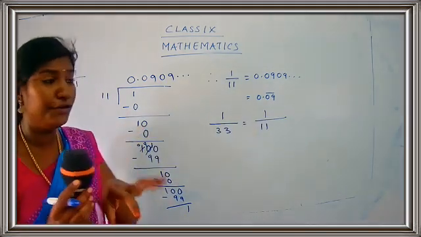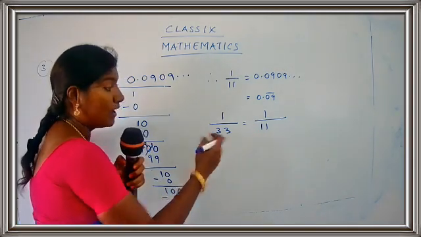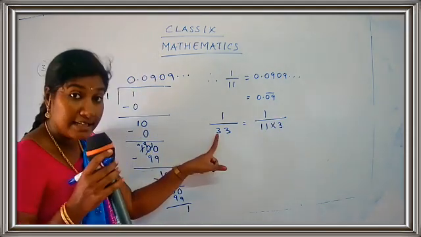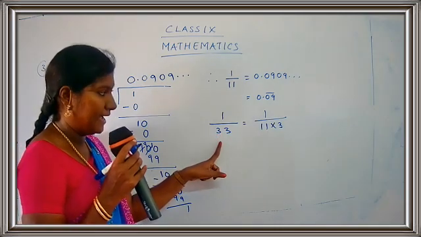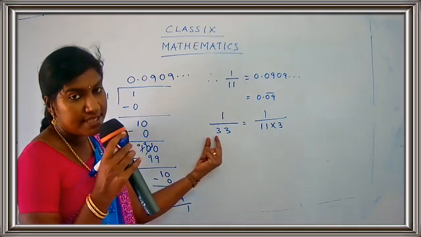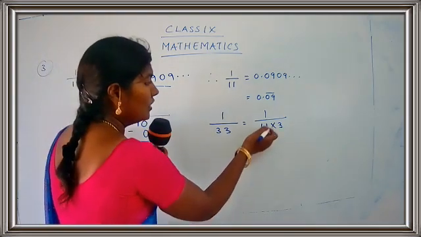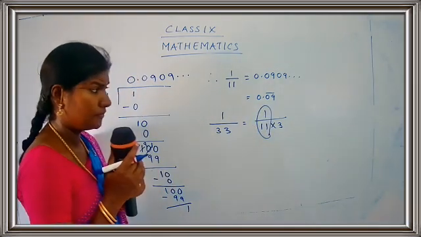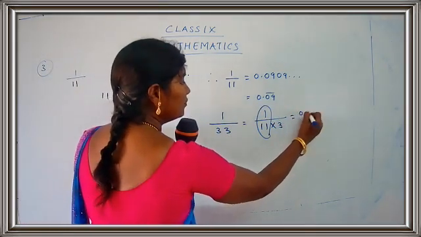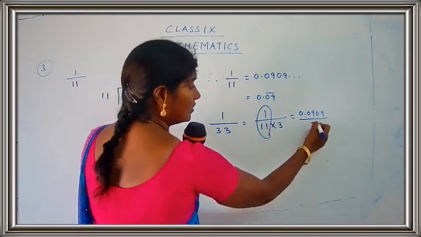So what change am I going to do here? I want 33, but what I have here is 11. So how can I change this? I'll just multiply by 3. How can you write 33? 33 will be written as 11 into 3. 11 threes are 33. So that is the change done here: 11 into 3. Now, I know the value for 1 upon 11. What is the answer for 1 upon 11? It's 0.0909 upon, what is there? 3.